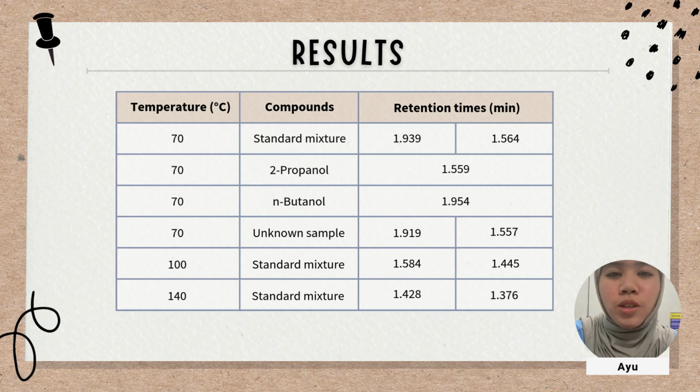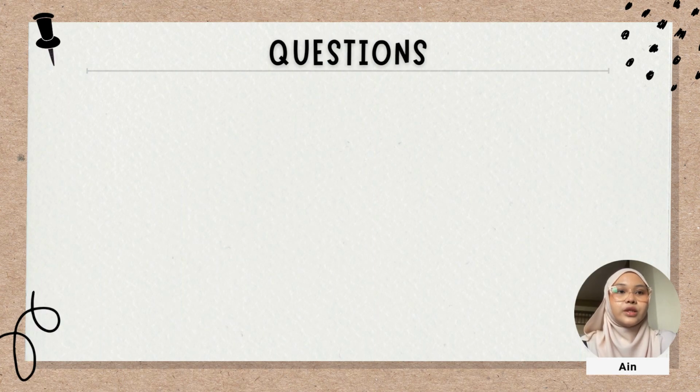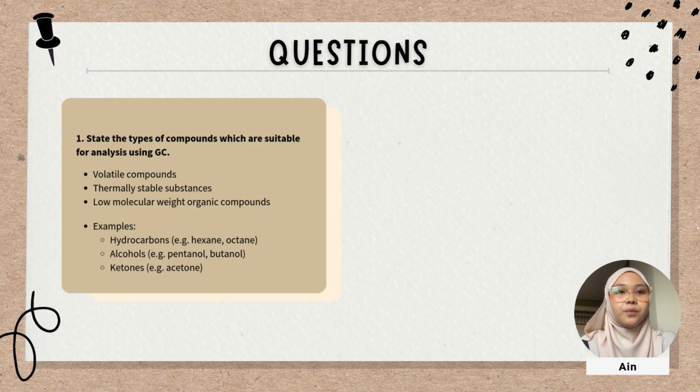So 2-propanol consistently elutes before n-butanol due to its lower boiling point. Increased temperature reduces retention time but may compromise resolution. Now, I will answer the questions based on this experiment. First, state the types of compounds which are suitable for analysis using GC.